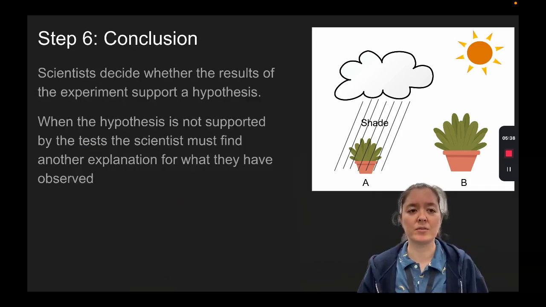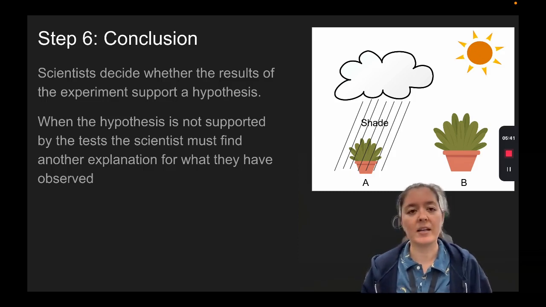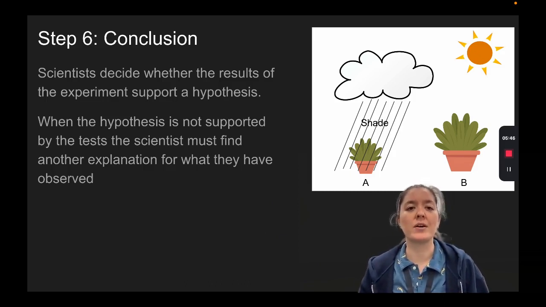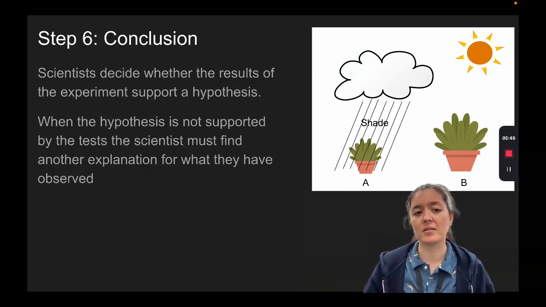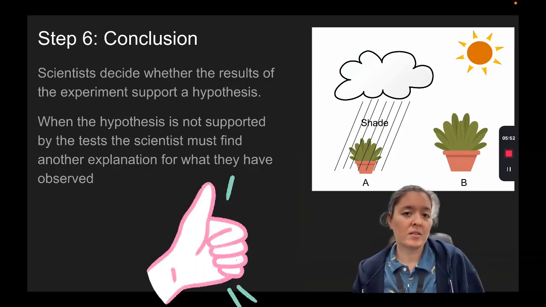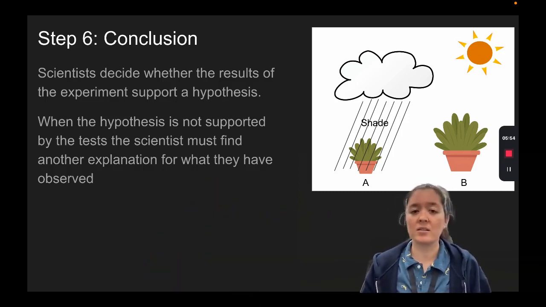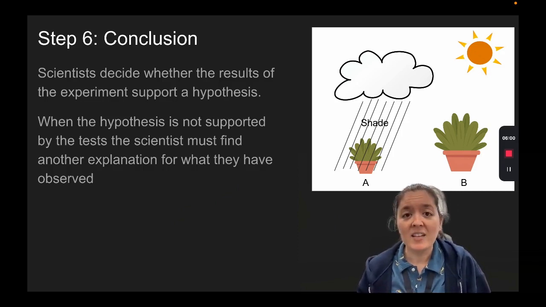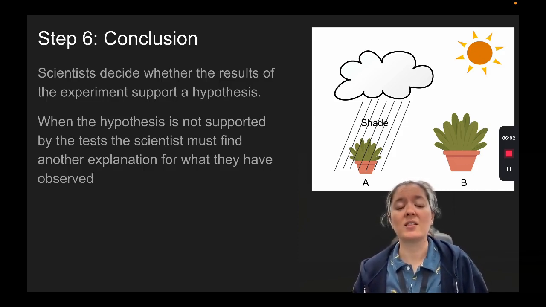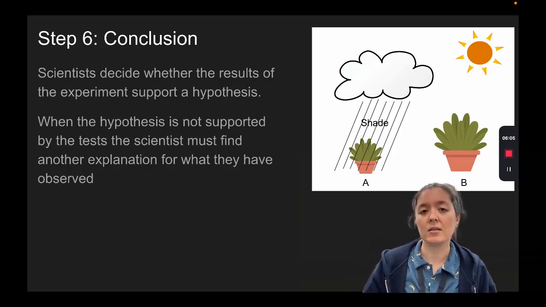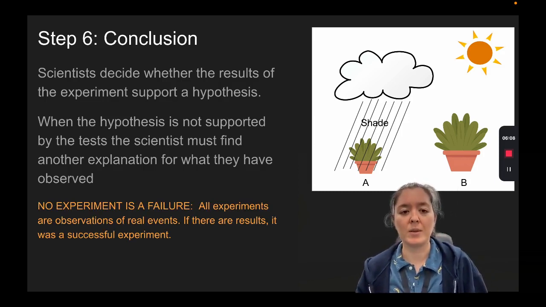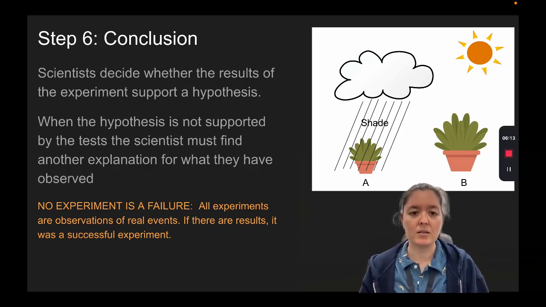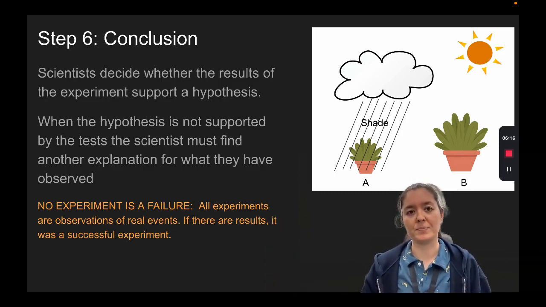Step 6, conclusion. We collected our data, we analyzed our data, but what does it mean? Scientists decide whether the results of our experiment support the hypothesis. We can support our hypothesis, or we can refute or not support our hypothesis based on those results. It's okay if you predicted correctly. It's also okay if you did not predict correctly. There's no such thing as a failed experiment. All experiments have real observations of real things that are happening. If there are results, it's successful.